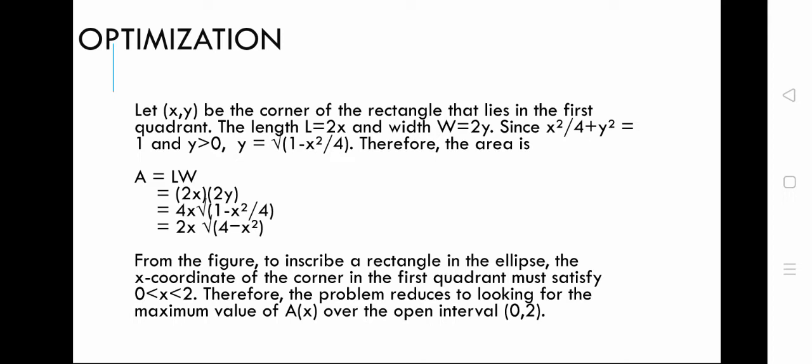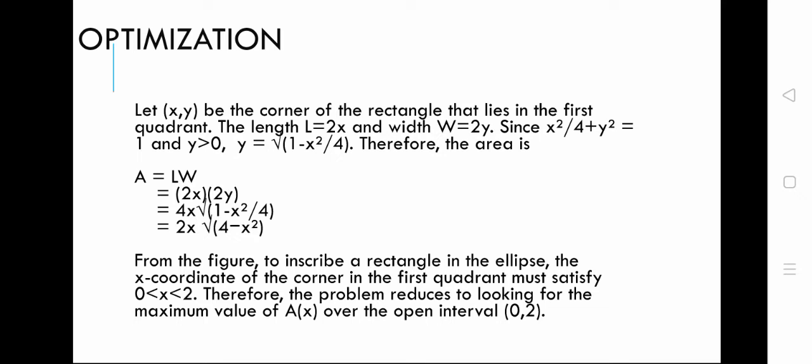So therefore, the area A is equal to length times width. Alam na natin na ang length is 2x and the width is 2y. So A is equal to 2x times 2y. Furthermore, A is equal to 4x times the square root of 1 minus x squared over 4. And therefore, A is equal to 2x multiplied by the square root of 4 minus x squared.